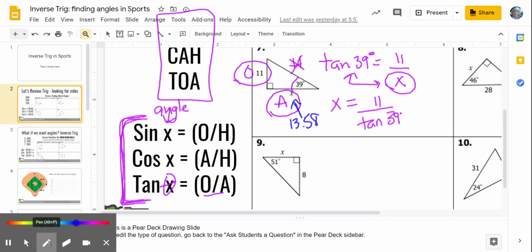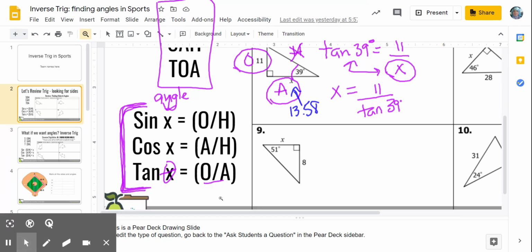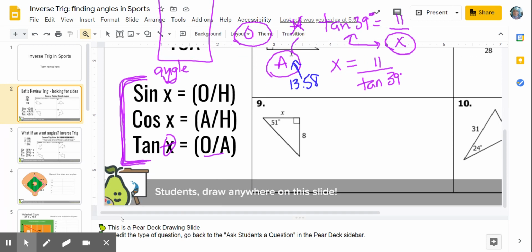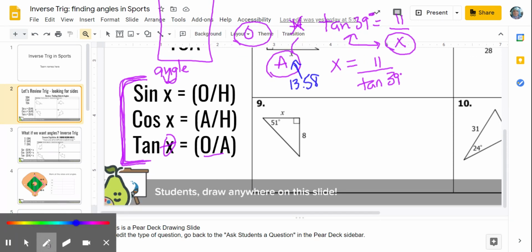So let's try number 9, since that's sitting right here, easy for us to see. Label it O, A, and H if you can. And I know it takes a little while because I have it on Google Slides, not the Pear Deck. Is the 8 the O, the A, or the H? So I would like you to do them, yeah. Because I want to do these together as a review to make sure everybody is on the same page because it's such brand new stuff.